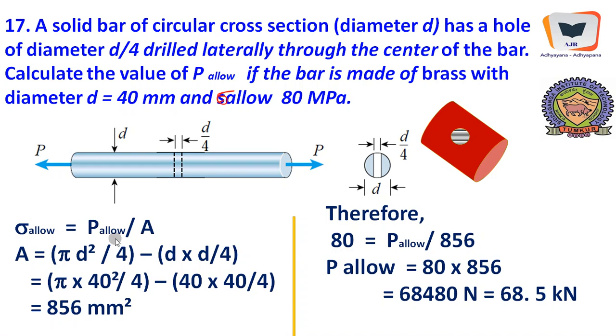Therefore, sigma allowable, that is given to be 80, equals P allowable divided by 856, and what we get is the P allowable in terms of Newton, and if we divide it by 1000, we will get the load in kilonewton.